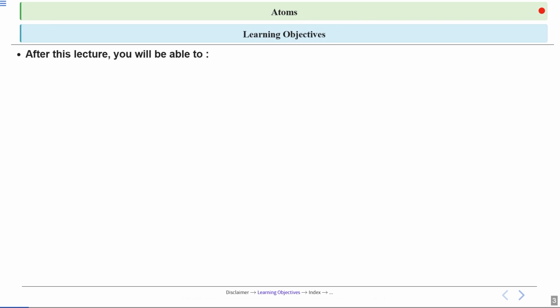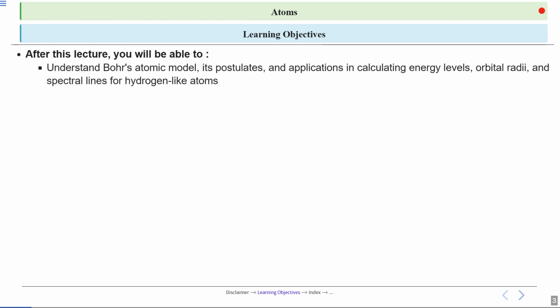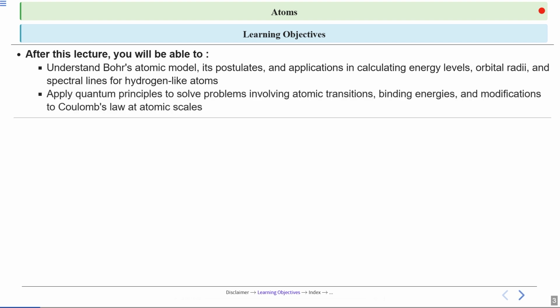Let's start by looking at what you will be able to do after this lecture. Our focus is on atoms and we will build up your understanding step by step. First, you will learn about Bohr's atomic model, its main ideas or postulates, and see how it helps us calculate things like the energy levels and orbital radii of electrons in hydrogen-like atoms.